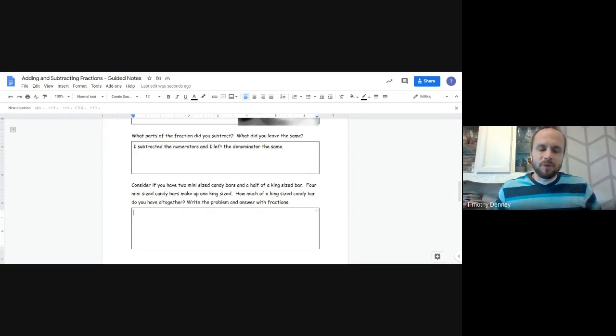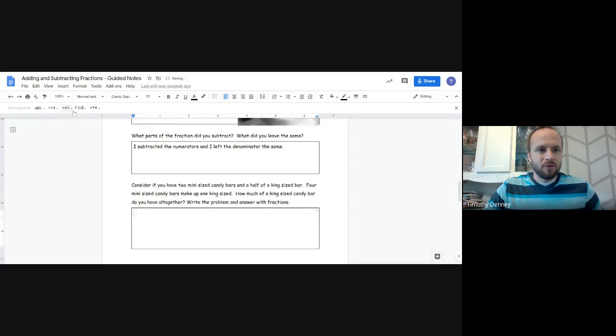All right, next problem. Consider if you have 2 mini-sized candy bars. I don't know why I was on a sugar binge here, but I have 2 mini-sized candy bars and half of a king-sized bar. 4 mini-sized candy bars make up 1 king-sized. How much of a king-sized candy bar do I have altogether? Write the problem and answer with fractions.